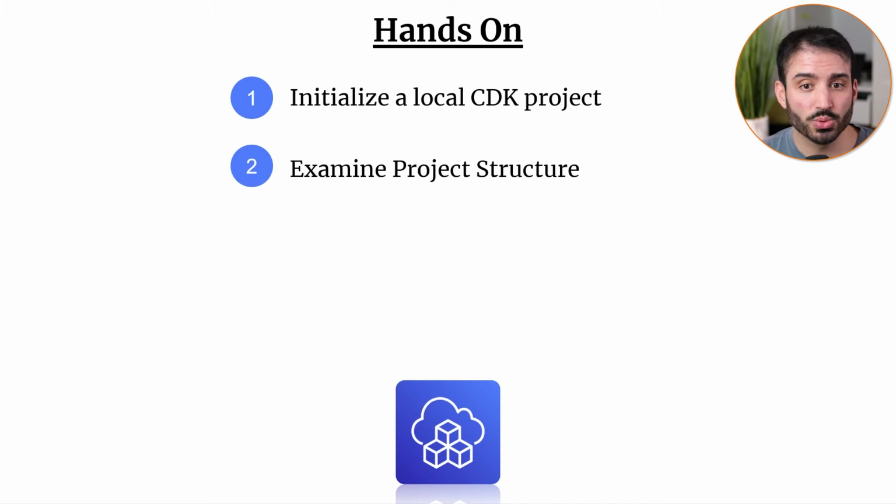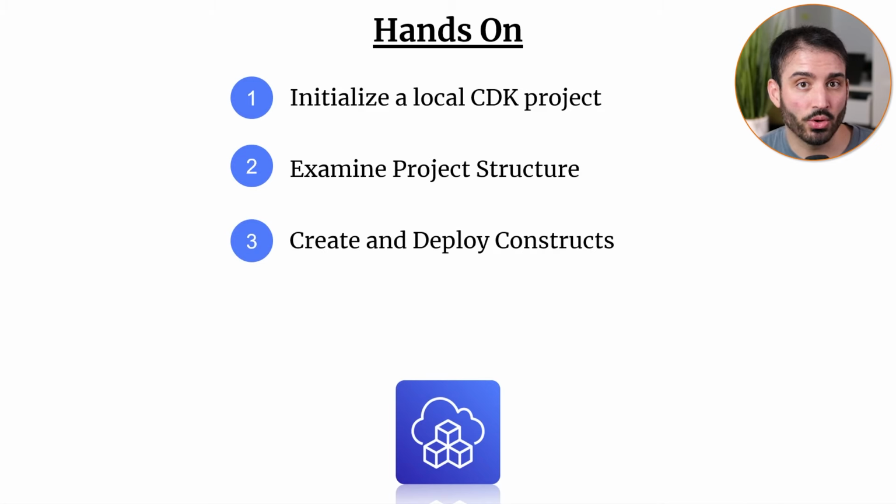The second thing we're going to do is take a look at the project structure to understand how the application's set up, how the stacks are composed, and how constructs are created. Next, we're going to create and deploy a variety of different constructs ranging from L1s to L3s, so you can see the difference between them. We're also going to go into the AWS console to take a look at the stacks in CloudFormation and the resources that we create, just to validate everything is working.